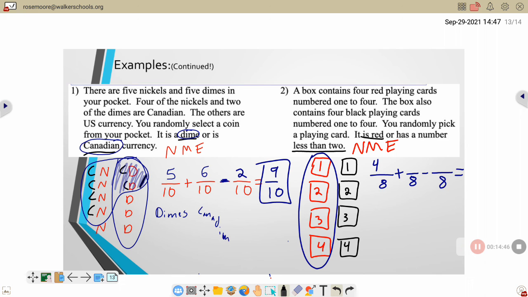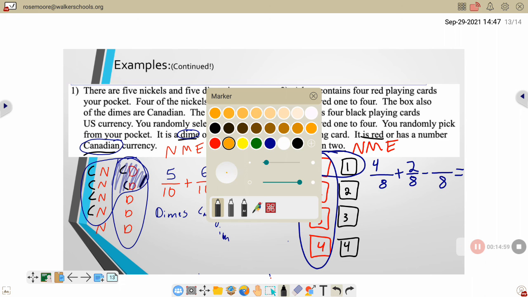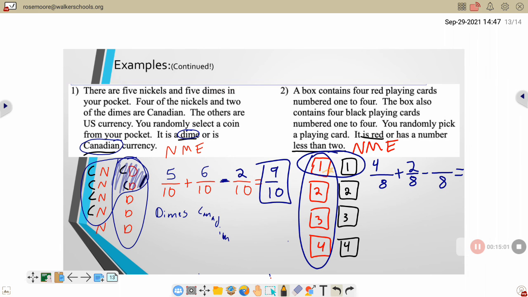4. This one's really tricky. Less than 2. 2 is not less than 2. So I have 2 cards less than 2. And then I have my literal overlap. Okay. So you see it like I do. Okay. Overlap. I'm going to subtract the ones that are red and less than 2. So 4 plus 2 is 6. 6 minus 1 is 5. My probability of drawing a card that is red or less than 2 is 5 out of 8.